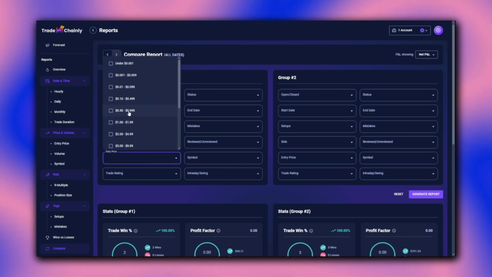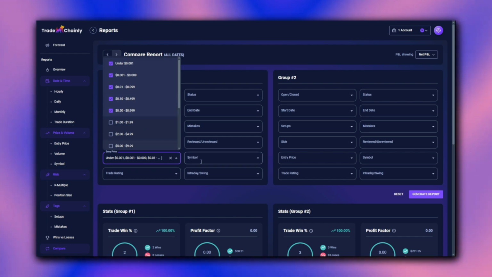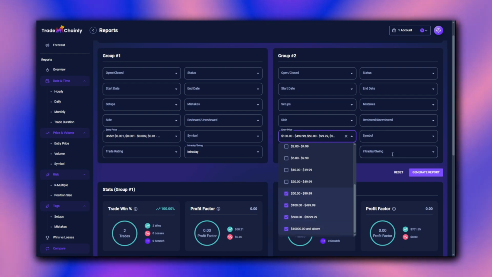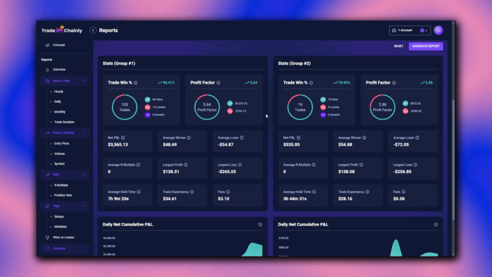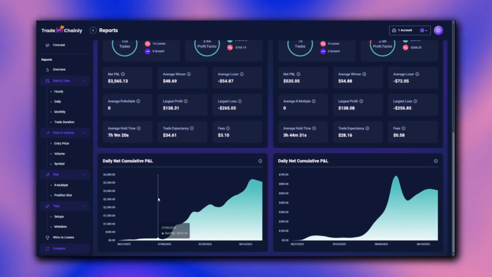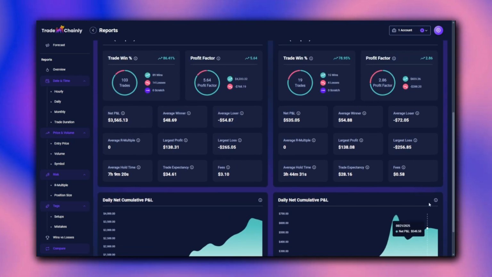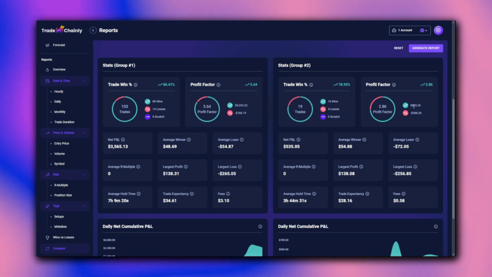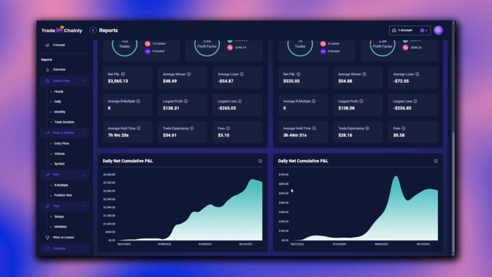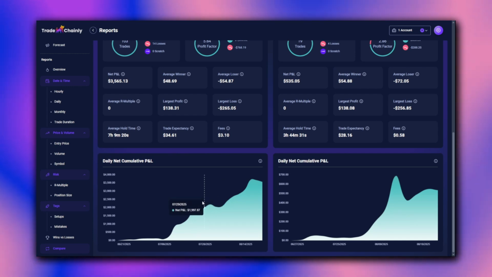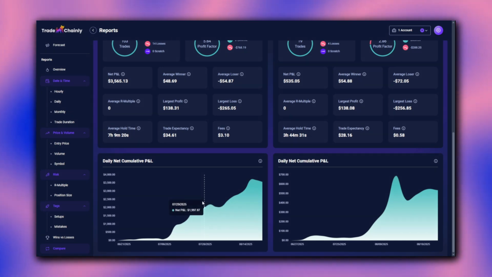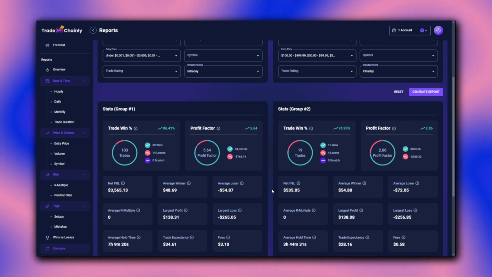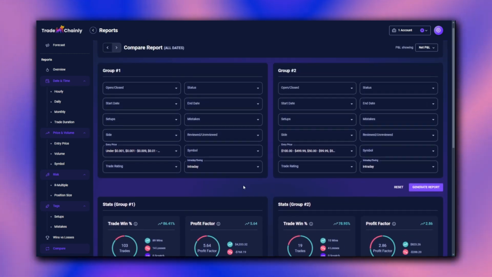Group 1 can be intraday trades on symbols priced under 50 cents. Group 2 can be intraday trades on symbols priced above $50. This comparison tells me whether my intraday edge works better in fast-moving, low-priced altcoins or in slower, high-liquidity majors like Bitcoin and Ethereum. If the under 50-cent group has higher win percentage, stronger profit factor, and a cleaner daily equity curve, that means my execution thrives in small-tick, high-volatility environments. If the $50-plus group performs better, that means majors are giving me more stable, consistent intraday setups.